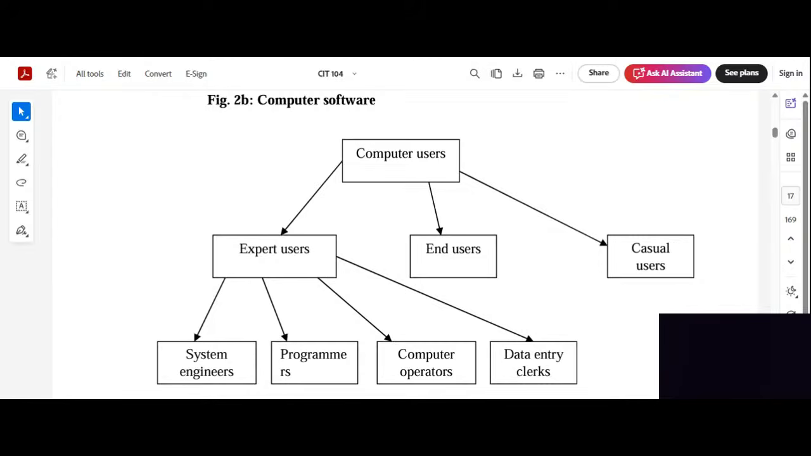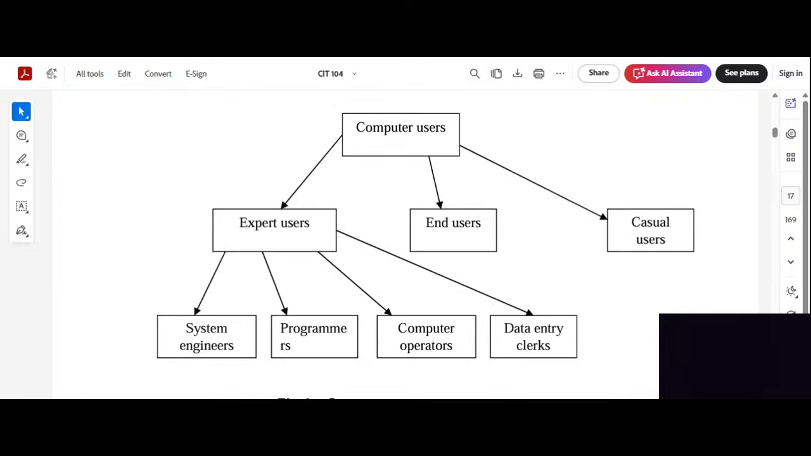Now let's talk about the computer users. If you remember that when we were talking about computer users, we mentioned some set of users that are professionals, those that even program the computer. We call them expert users. They can manipulate the computer, they can turn the head of the computer upside down. Those are expert users. We have end users.